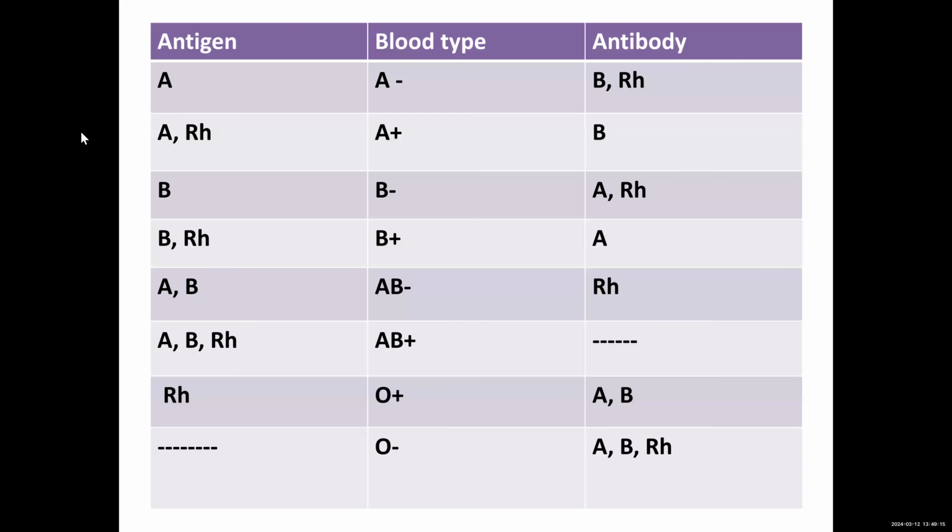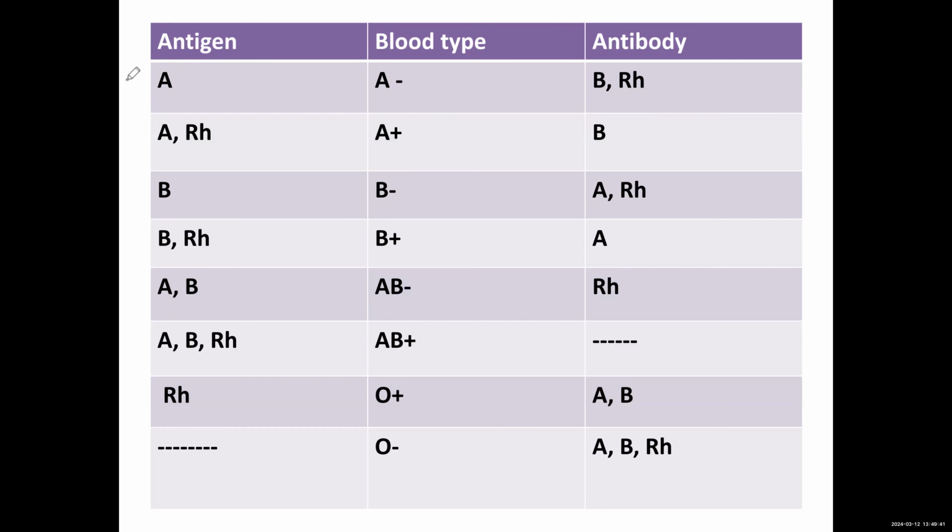Okay, so here is the summary of what we just said. So we have antigen. Remember, those are proteins present on the surface of red blood cells. So it will identify blood type. And whoever has this blood type will produce antibodies against different blood types.